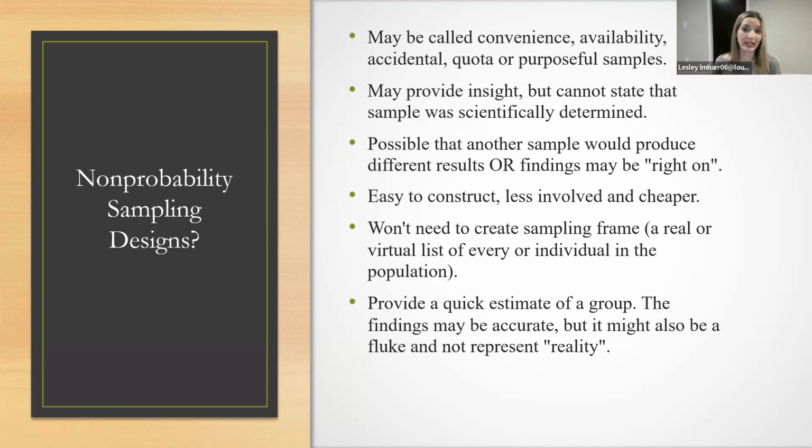They do provide you a quick estimate of the group. The findings may be accurate, but they might also be considered a fluke and not represent the reality. So for example, if I look at my results related to the small nonprofit and the sample of workers that I worked with in Louisville, I can't extrapolate that information and say this is representative of all small nonprofits throughout the entire United States.